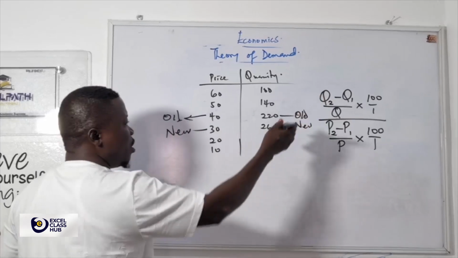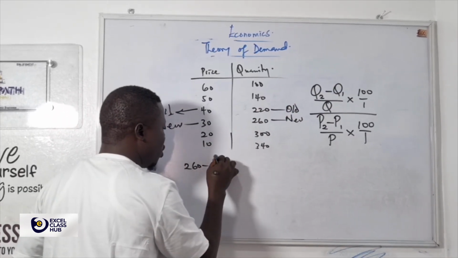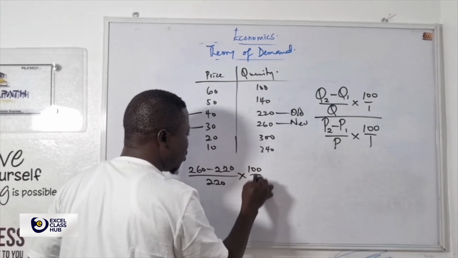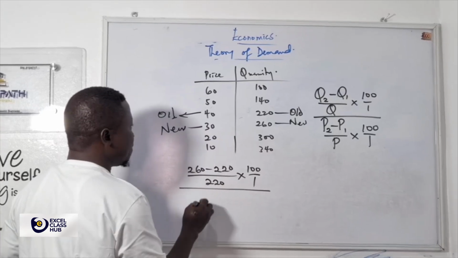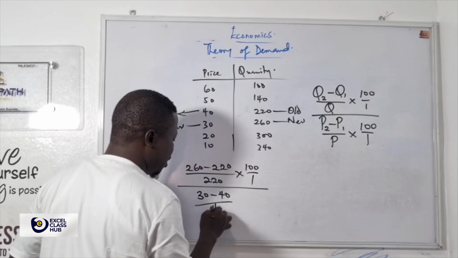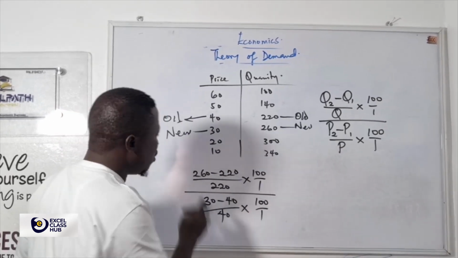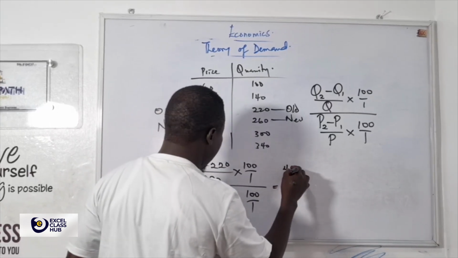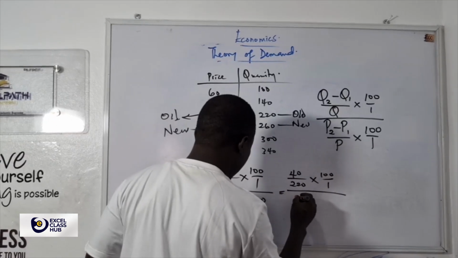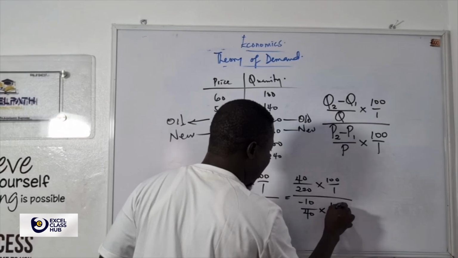Now, our Q2, what's our new quantity? 260 minus 220, divided by 220 times 100 over 1, divided by 30 minus 40 over 40 times 100 over 1. From here we have 40 over 220 times 100 over 1, divide everything by minus 10 over 40 times 100 over 1.